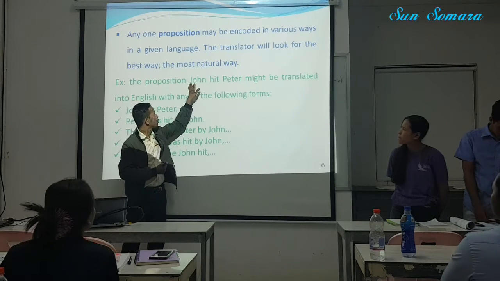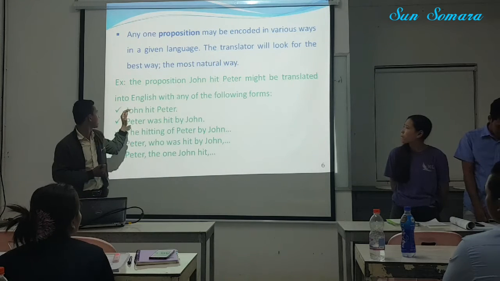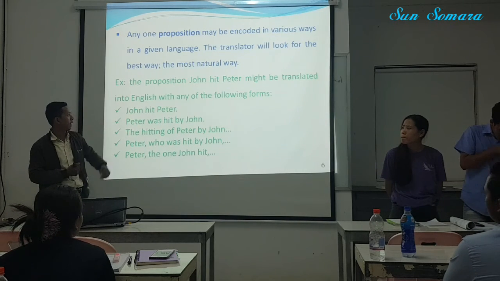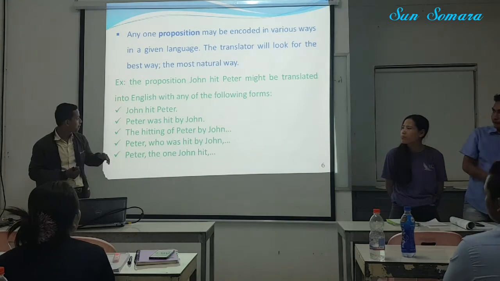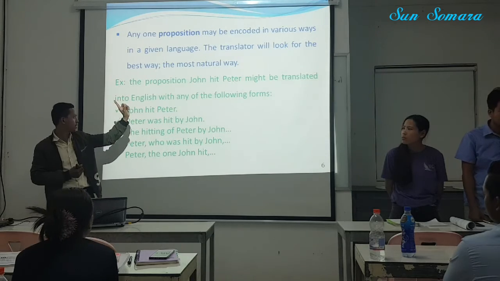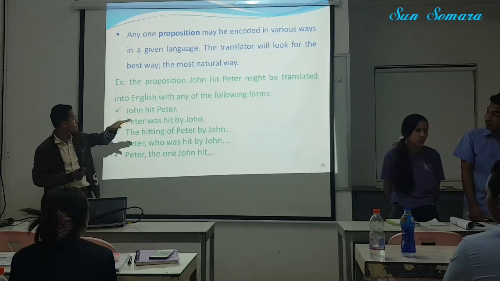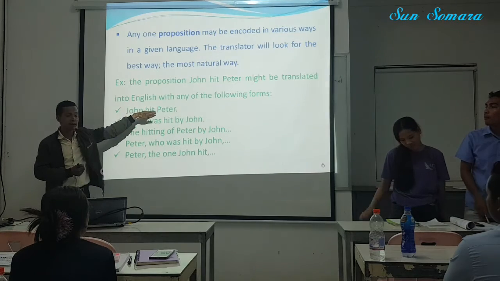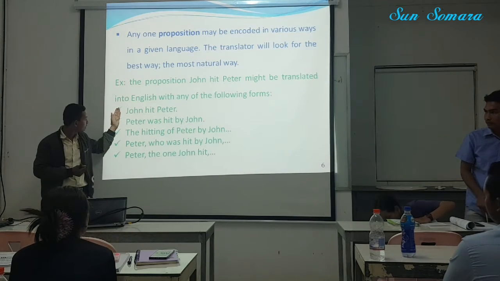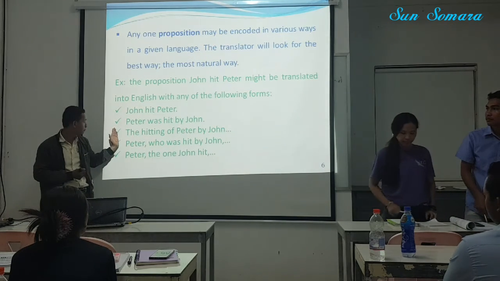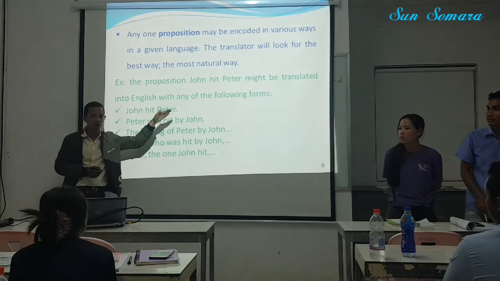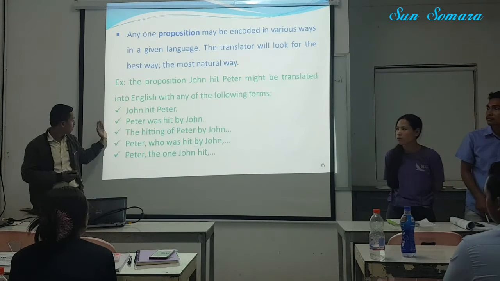This is the proposition. "John hit Peter" might be translated into English with any of the following forms. We have only one proposition, but we can translate it into another form. "John hit Peter" is the first, and then we analyze it into another form: "Peter was hit by John."